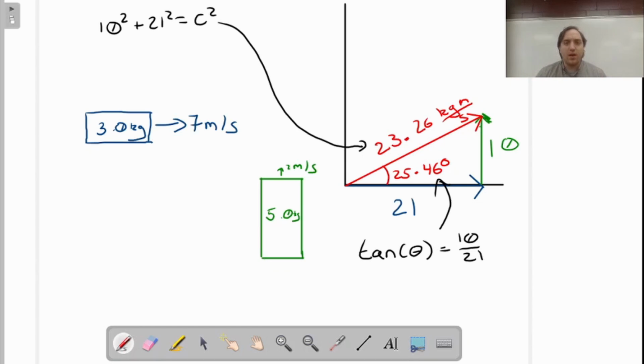Calculating momentum, again, isn't that hard. You just have to use everything you know about vectors, which might be a little bit of a refresher.